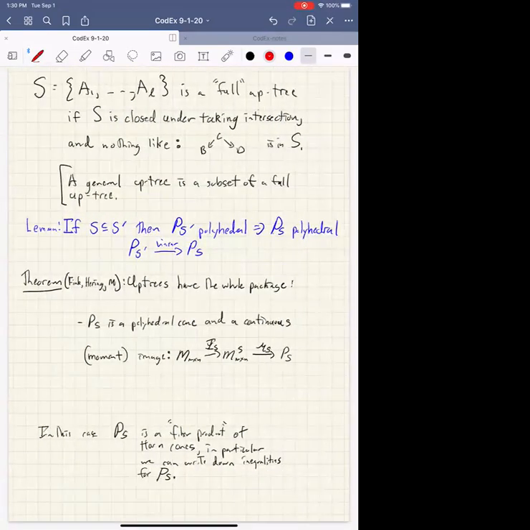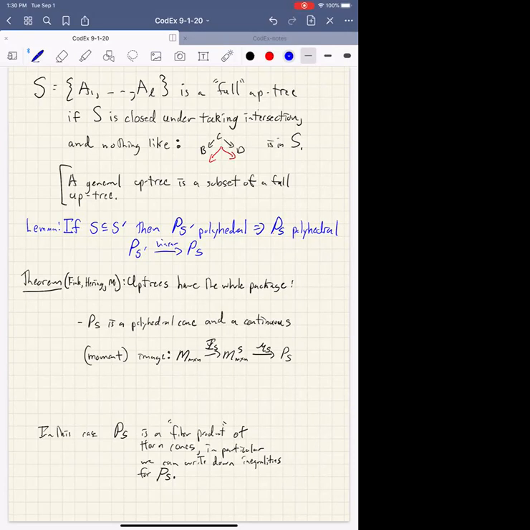So in general, to define this class of S, we're going to say that a set of sets is a full up tree if it's closed under taking intersection and no down shapes appear in the Hasse diagram, in the poset.